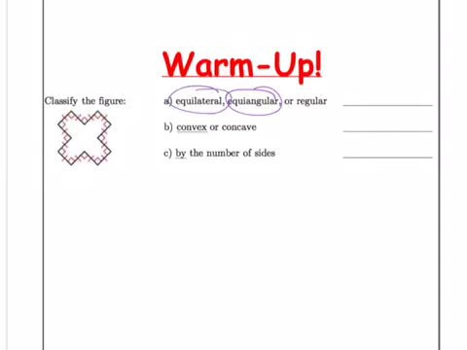The second part, B, it is concave because we're dipping in there. And the number of sides is 1, 2, 3, 4, 5, 6. Oops, let's start over. It has 1, 2, 3, 4, 5, 6, 7, 8, 9, 10, 11, 12 sides. So if it is a 12-sided figure, it's a dodecagon.